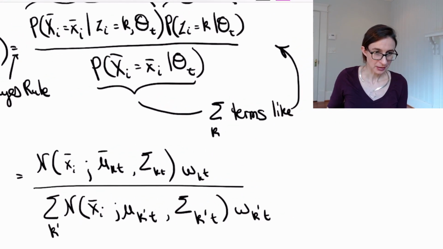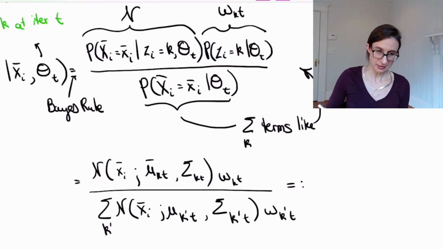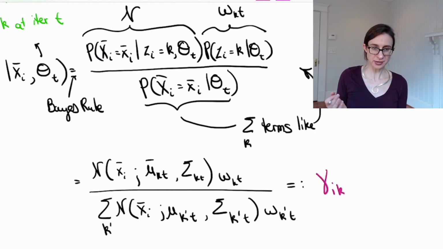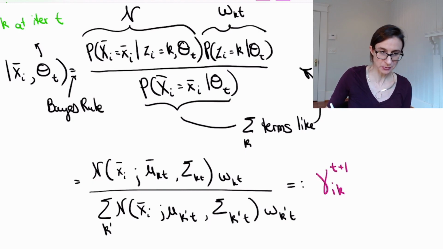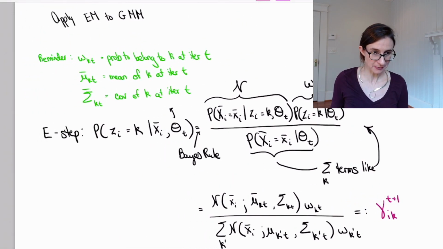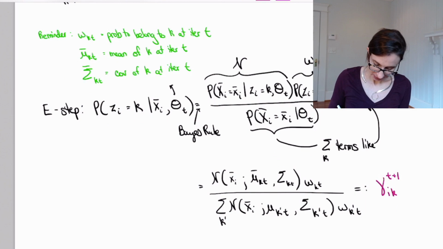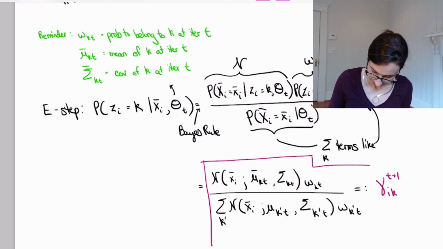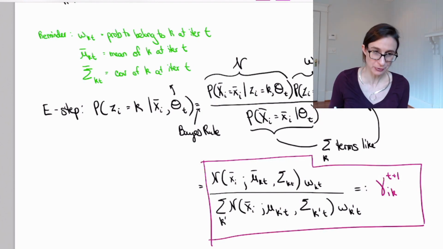Okay, cool. This is gamma_ik, and depending on how we index things, I'm going to index it for iteration t plus 1. We're at iteration t and we want to figure out what's going on at iteration t plus 1, so we compute the gamma for iteration t plus 1. That's the E step for iteration t. I'm going to put a big box around this, because this is one of the two big formulas we need.